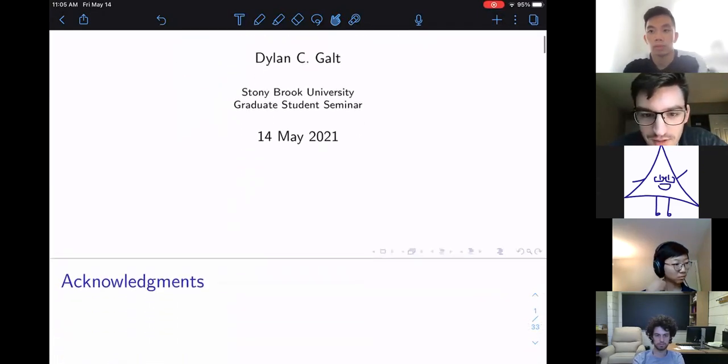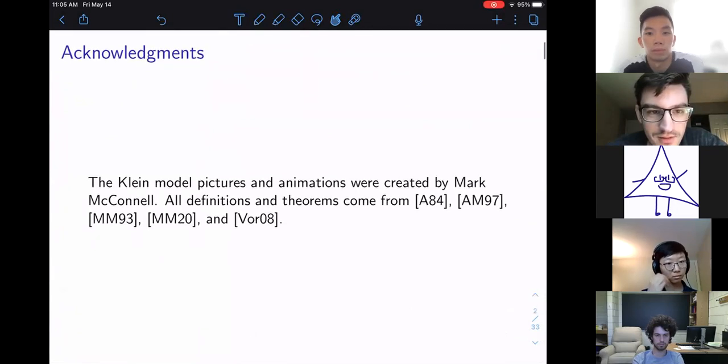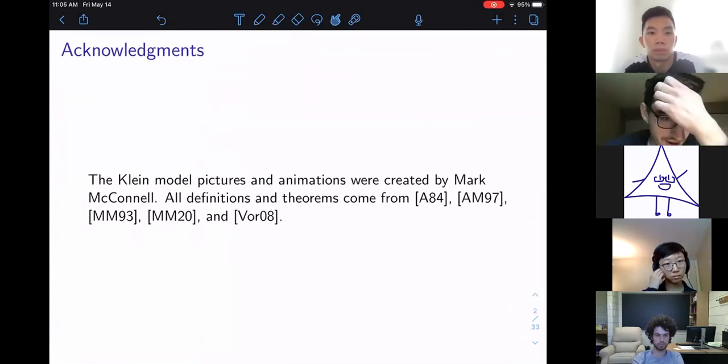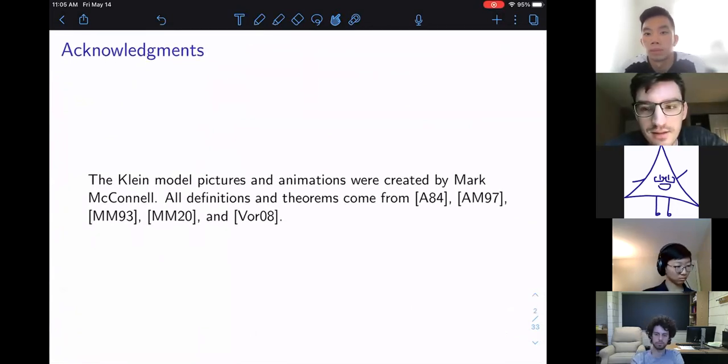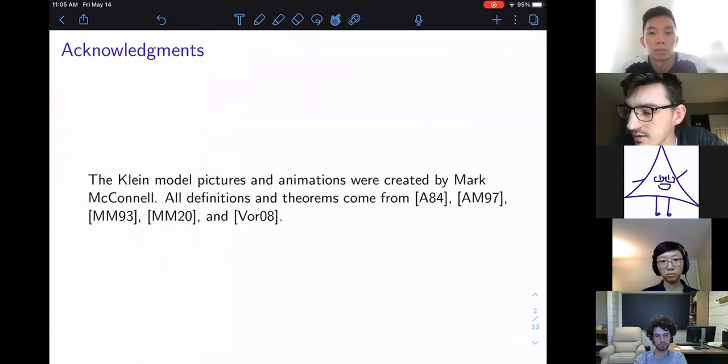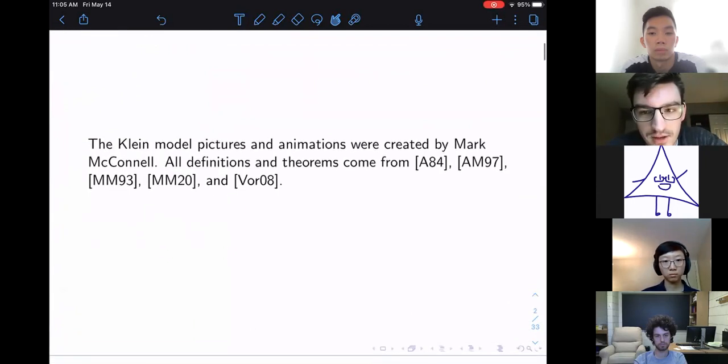All right, so what are the objects we're going to be working with? First, let me just say that this talk is very much indebted to Mark McConnell, and I'll list at the end some of the papers that you can look at for some of the information in this talk. In particular, there will be some pictures and animations which I'll mention that were created by Mark McConnell, so I'll do the acknowledgement there when we get to those.